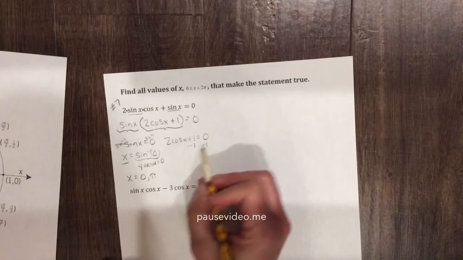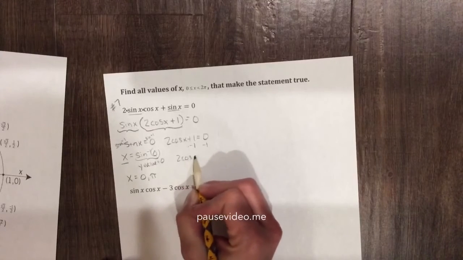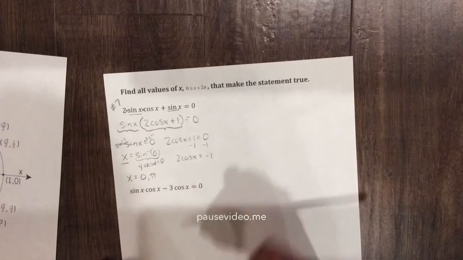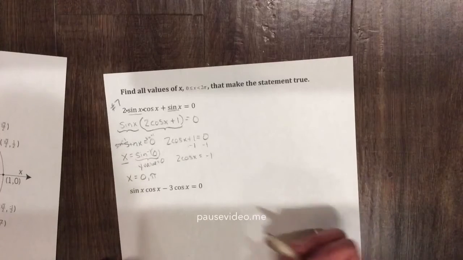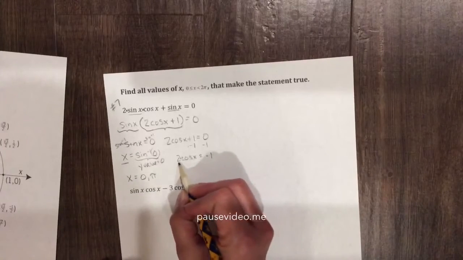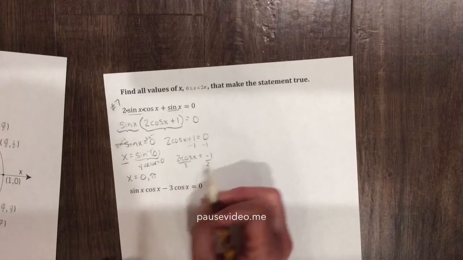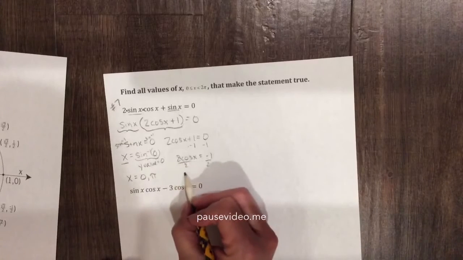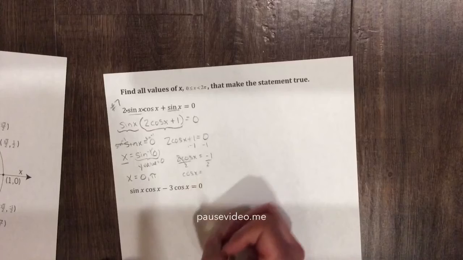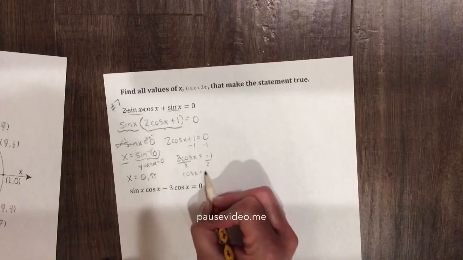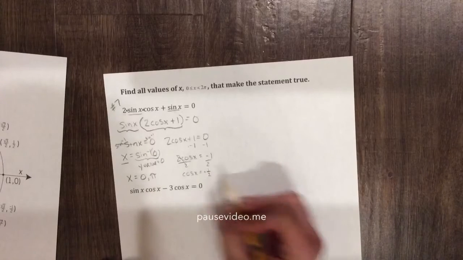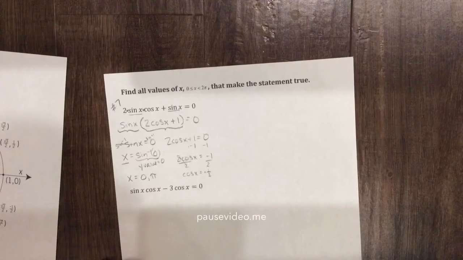Okay, we just subtract 1 from both sides. 2 cosine x equals -1. I'm trying to solve for x. What do I get rid of next? That's just a 2 times cosine x, so divide by 2. Right here, I want to leave this as a fraction because I know in my unit circle everything's in fractions. So I'm going to leave it as -1/2. So cosine x equals -1/2.